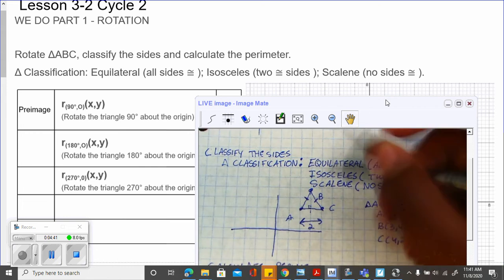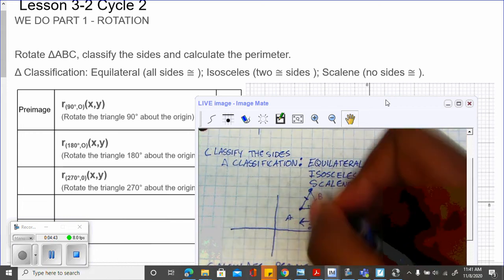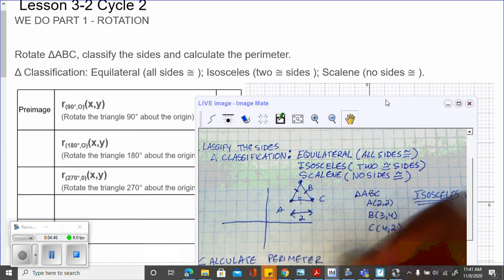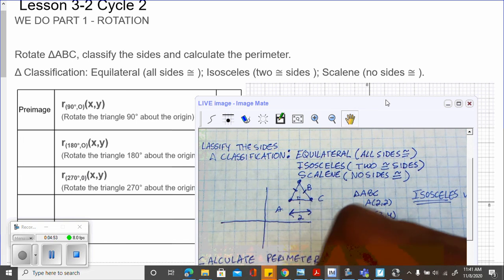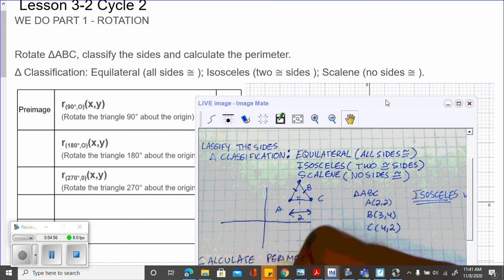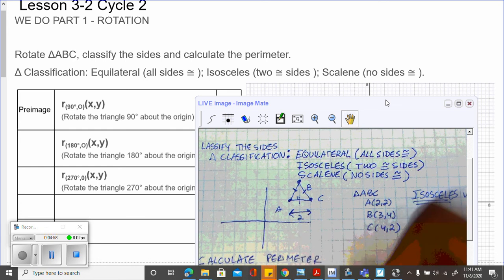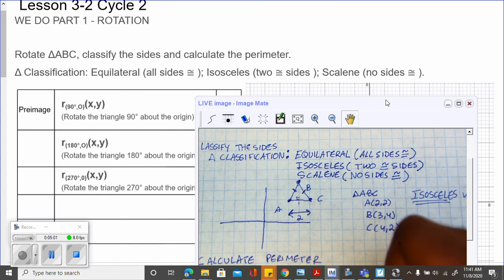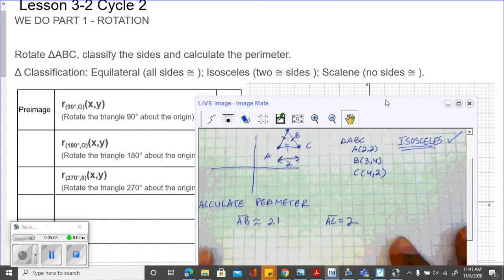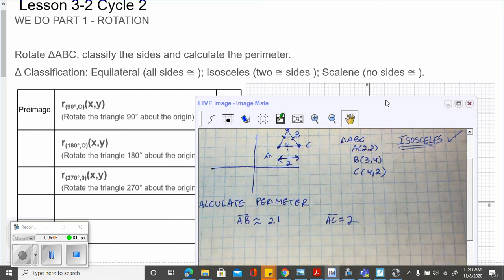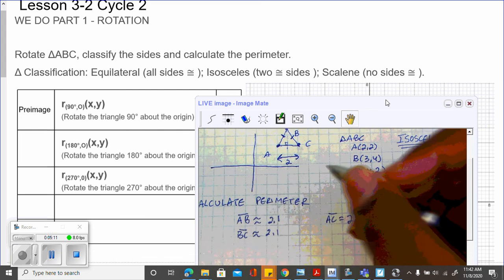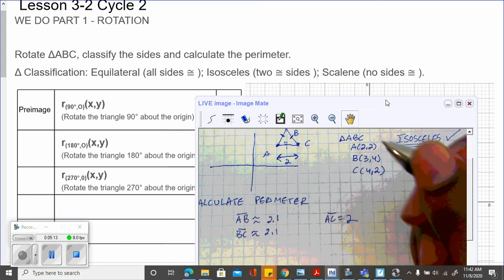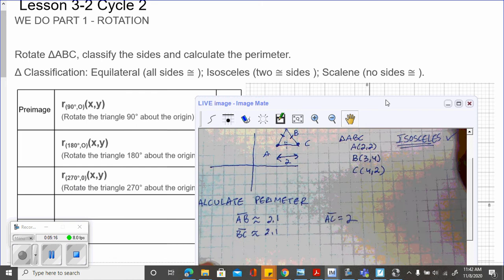So it looks like AB and BC are the same. And it looks like segment AB is approximately 2.1. We already saw that segment AC was definitely 2. And we're saying that BC is about the same, so BC is approximately 2.1 as well. We can get a more exact answer by using the distance formula.